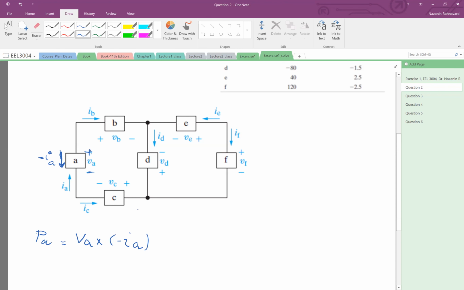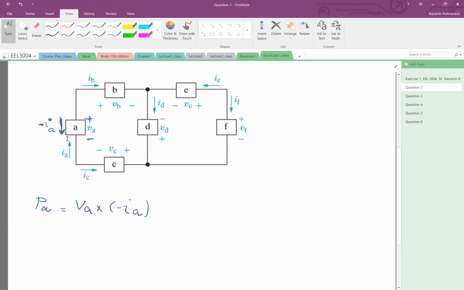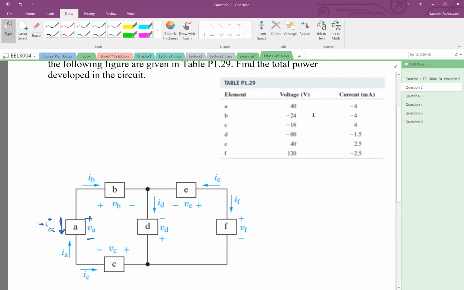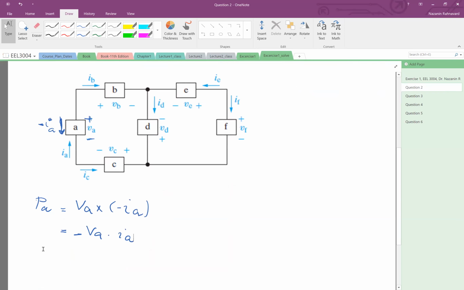Or you can say, okay, this element doesn't follow the passive sign convention, exactly because of IA going that way. So I will use negative VI, so negative VA times IA. Both of them, of course, lead to the same thing. It's up to you which one you want to use. So that's for PA. And then you can always look at the values and just replace them.